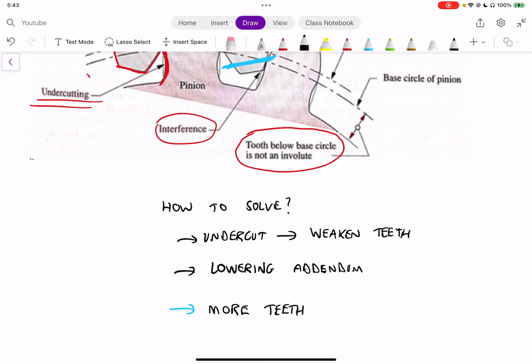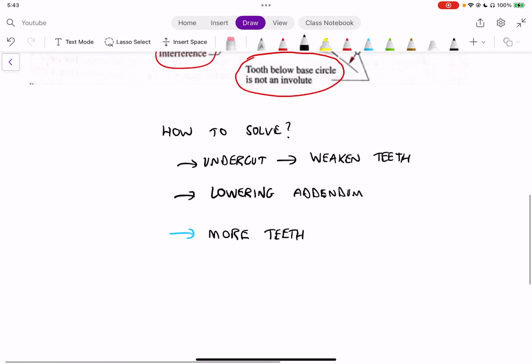So the real solution here is to always think of trying to make a minimum number of teeth so that for sure, if we use an involute profile, we will not have a problem with interference. And there's a lot more involved in this as well, but this is kind of like a design constraint that we have to add to our system.